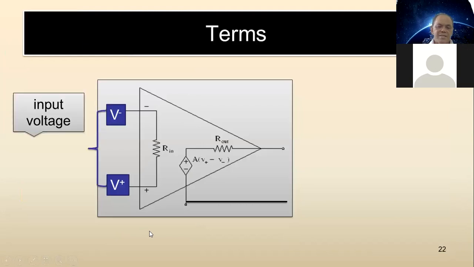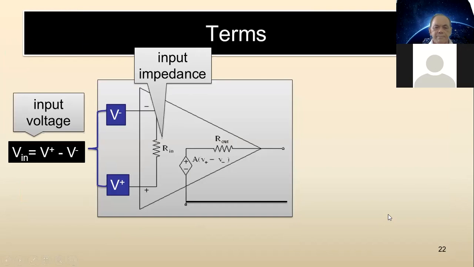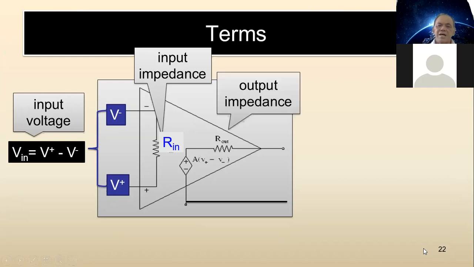Right? Let's look at the terms there. The input voltage is your V plus, this one, minus your V minus. Then that is your input impedance. You can think of it as resistance if you like, but usually we call it impedance because it doesn't have just a resistance. It can have a capacitance, it can have an inductor there. That's why we call it impedance. That means the resistance includes the capacitance and inductance and also the resistance. And it has an output resistance, output impedance.